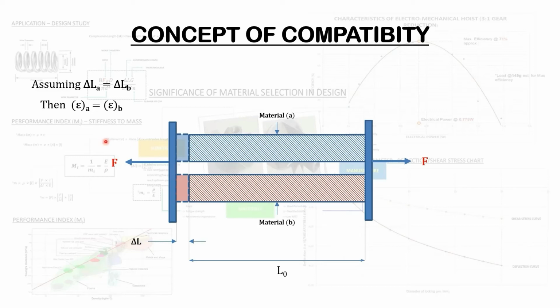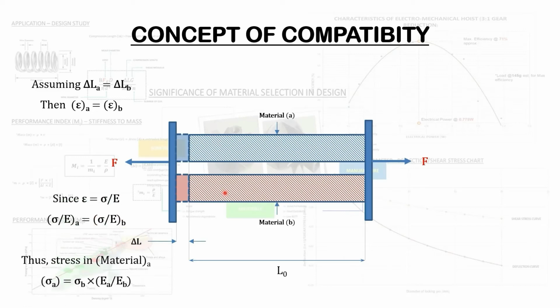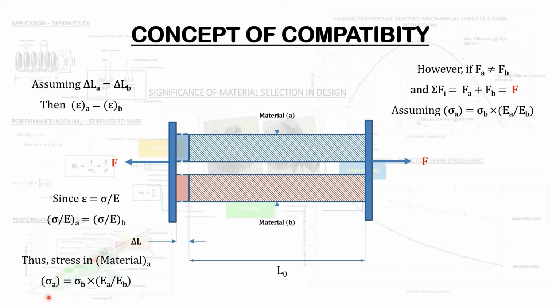Thus, if we assume that the change in length for material A will be the same as the change in length for material B, thus the strain measured in material A will be the same as the strain experienced in material B. Hence, since we know that the strain is equal to the ratio of the stress to the elastic modulus, then the ratio of the stress and the Young's modulus with respect to material A will be equal to the ratio of the stress to the Young's modulus for material B. Thus, we get more or less the same relationship that we got previously, that sigma A, or the stress in material A, will be equal to the stress in material B times the ratio of the Young's modulus for material A with respect to material B.